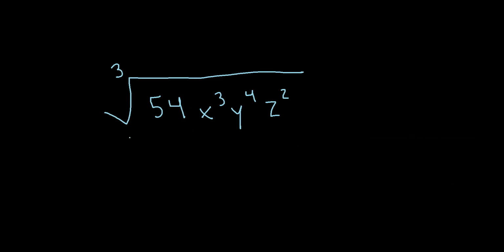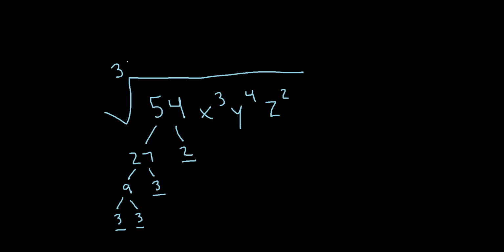All right, let's try another example. Let's say we have the cube root of 54 x to the third, y to the fourth, z squared. How can we simplify this radical? Well, once again, we'll just start with the number, 54. We'll do prime factorization. So let's break this down into 2 and 27. 2 is a prime. 27 can be broken down into 9 times 3. 3 is a prime, so we'll underline it. 9 can further be broken down into 3 times 3. And these are both primes.